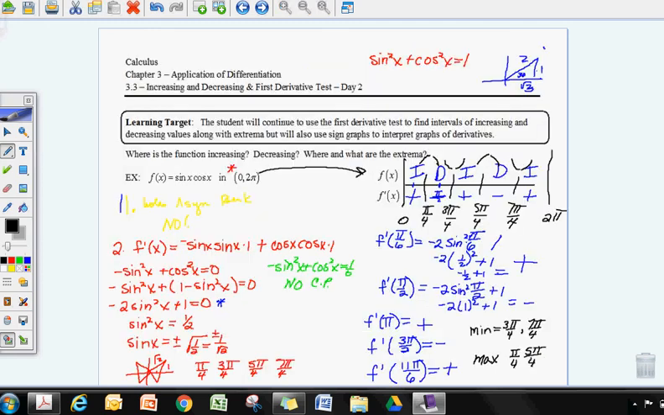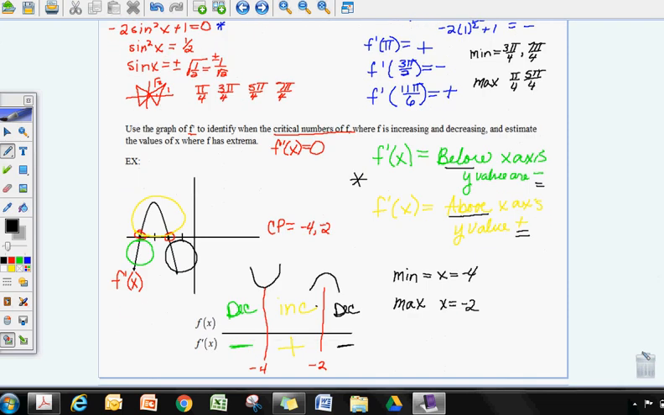Popping back to that first page, and I'm sorry that I had to do this, but I realized I forgot. For this last one, for the intervals where it is increasing, it would be increasing from -4 to -2, and it would be decreasing from -infinity to -4, and it would be decreasing from -2 to infinity.